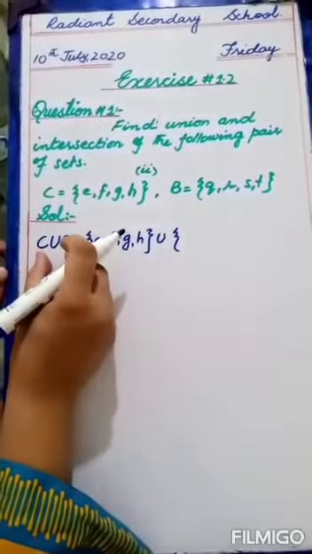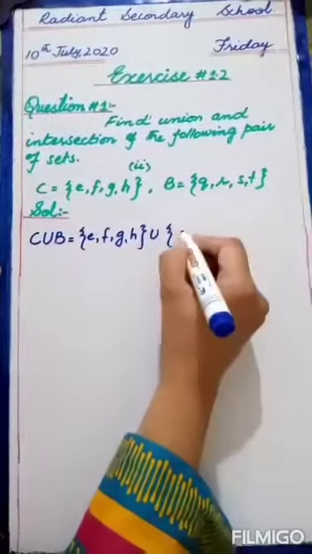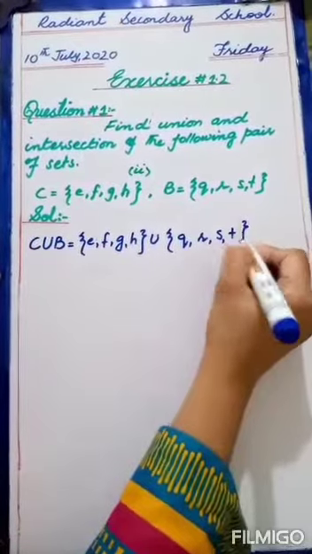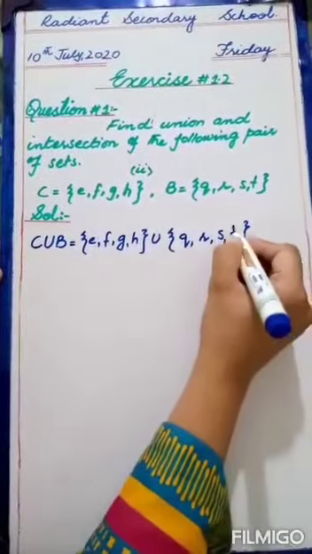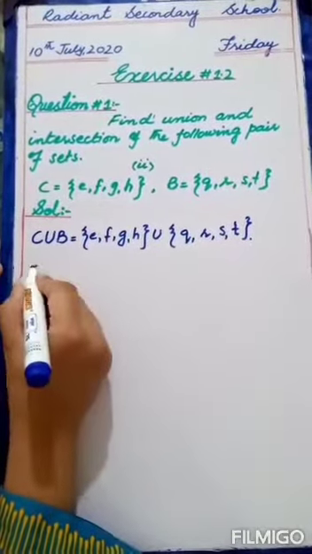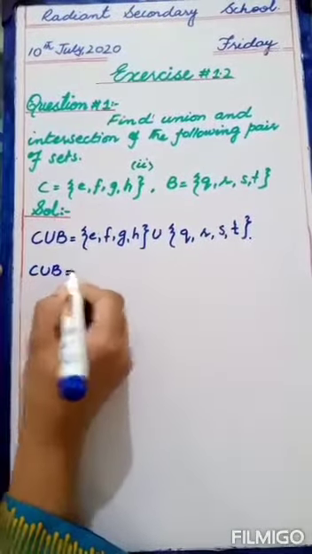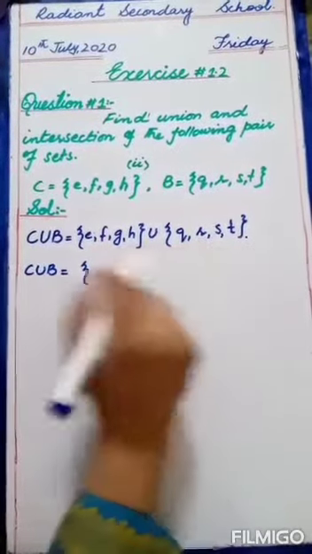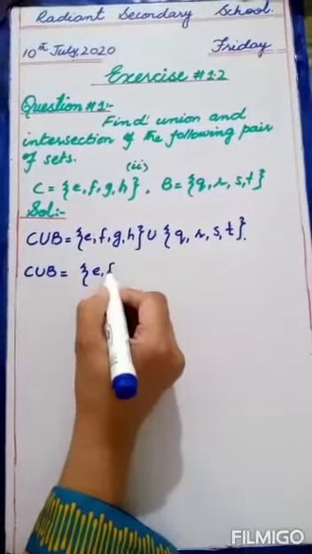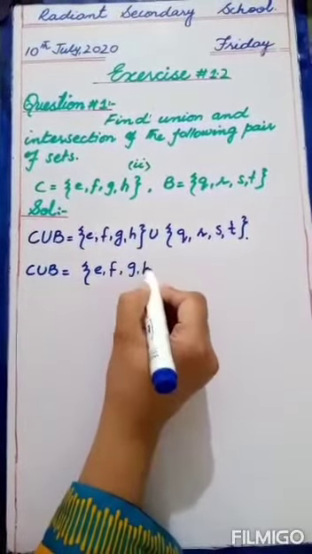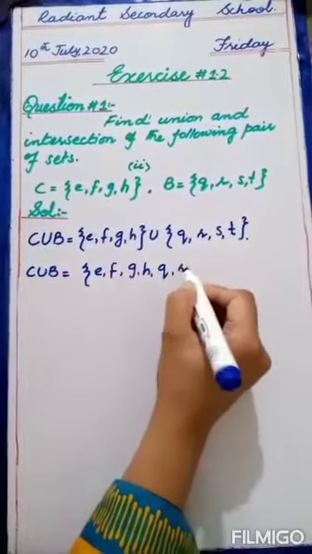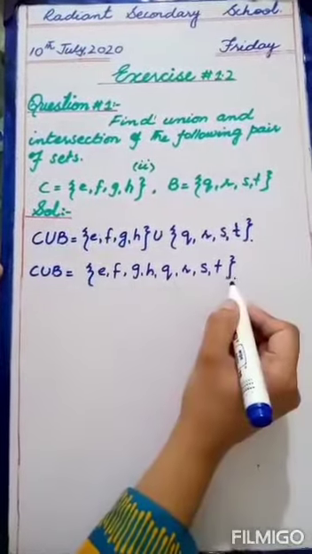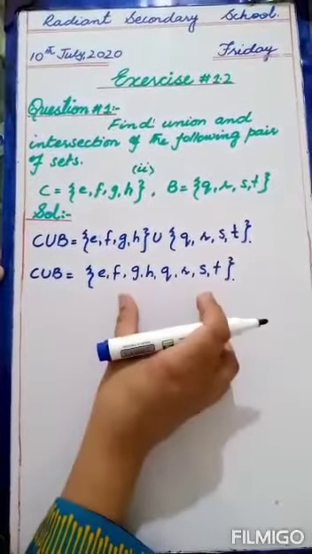I'm just putting the values of the sets, right? Union set B. Set B is Q, R, S and T. Clear? Okay, now we will take the union. How will we take the union? C union B will be equal to, we will combine all the elements by not repeating any element. E, F, G, H, Q, R, S, T. This is the union of the sets and we have not repeated any element.